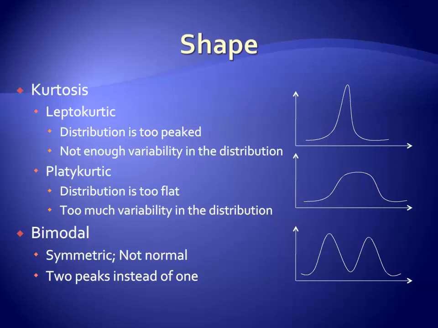The second type of abnormality in the normal distribution relates to kurtosis. This refers to how peaked or flat the distribution is. If the distribution is too peaked, meaning that there is very little variability in the data, then the distribution is said to be leptokurtic. An example of a context in which you'd find a peak distribution would be in the ages of students in a college freshman class.